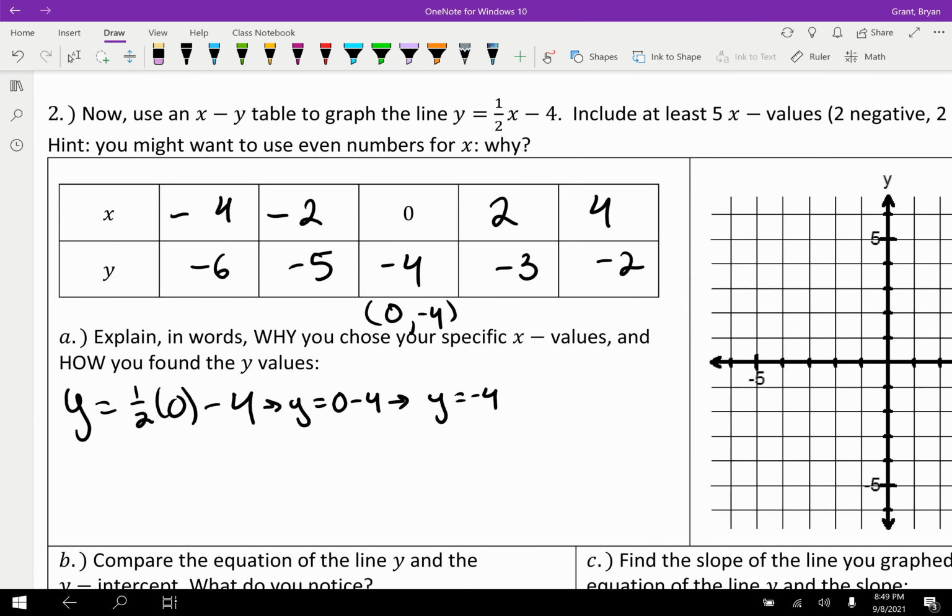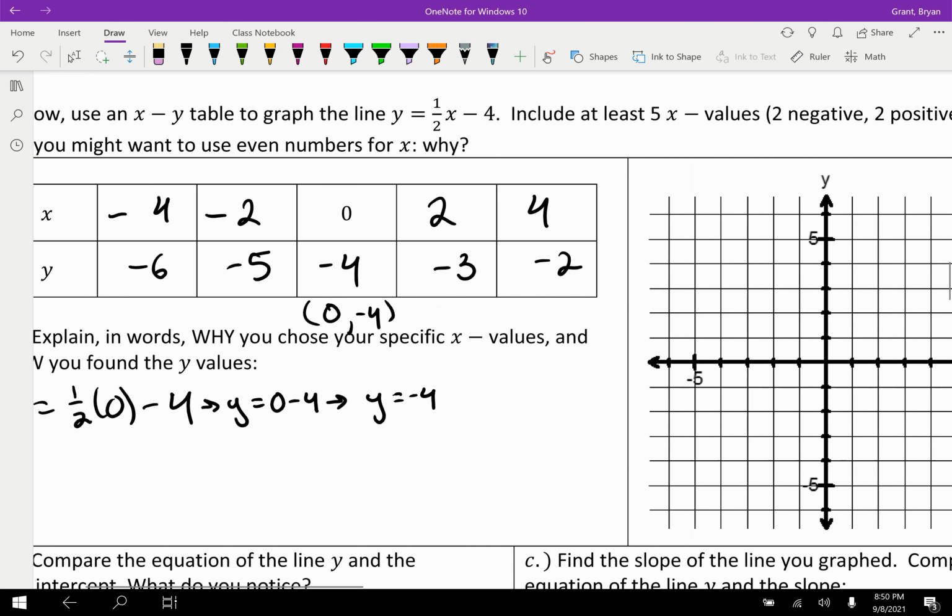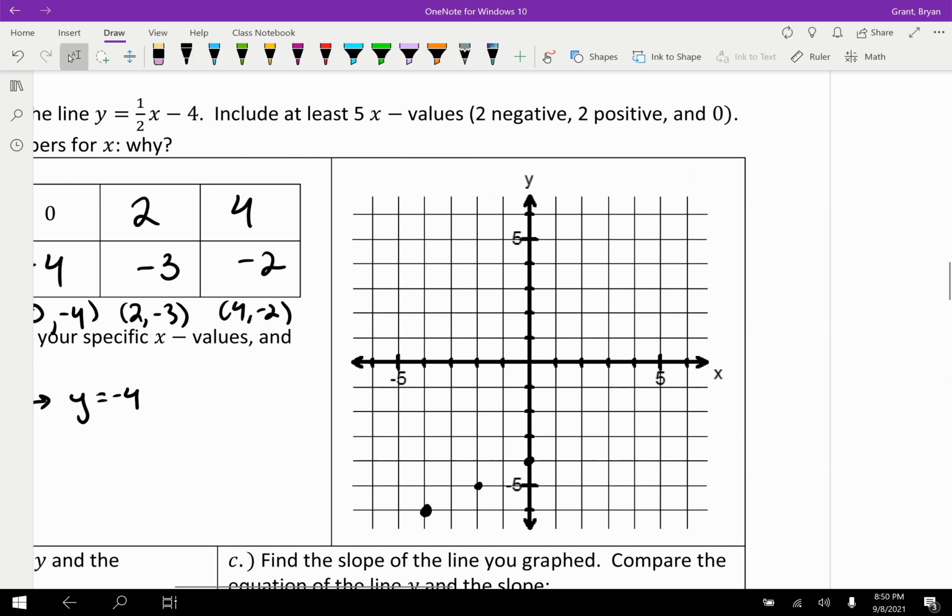Cool. Well, now that we have a table, we created this table by using inputs and outputs, we can go through and graph all of these points. I'm going to rewrite these points, x, comma, y, and so on, just so you can see where my 5 points come from when I graph. -4, -6 is right here. -2, -5, 0, -4. I think we can finish the rest off, right? This one's going to be 2, -3, and 4, -2.